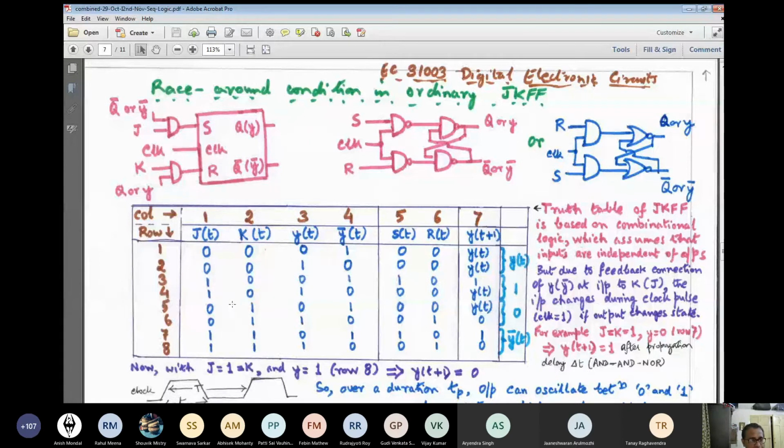for 0. So again, you see S is ANDing of J and Y bar. J is 0, so it will become 0. What is R? R is ANDing of K and Y. K is 1, but Y is 0. So it is 0. So 0, 0 is YT.